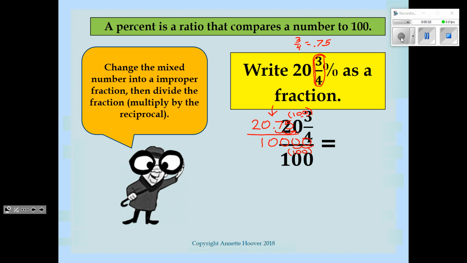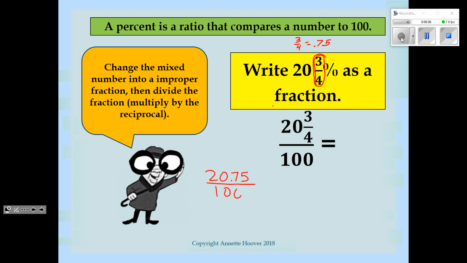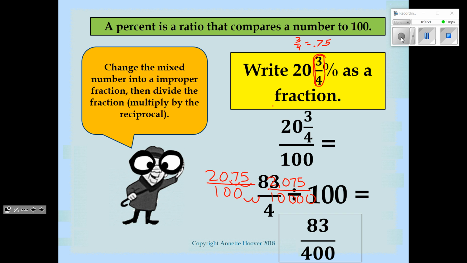Let me rewrite that here. I did it as an improper fraction there, but I like it better this way. 20 and 75/100, over 100. Move the decimal over 2 places. That would give you 2,075. Add 2 zeros. That would give you 10 thousandths. And now you can simplify it, and it would be 83/400.